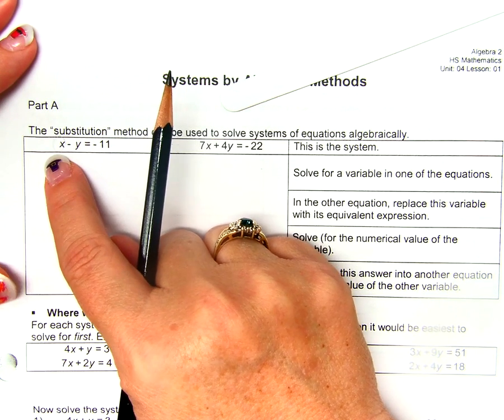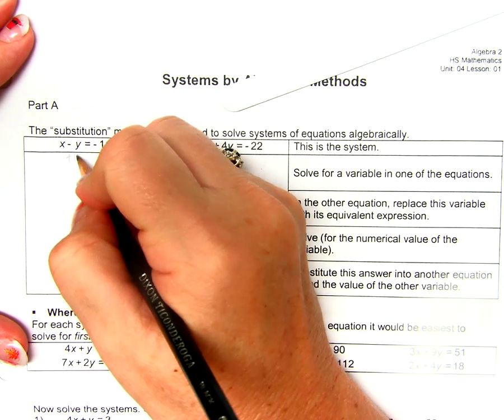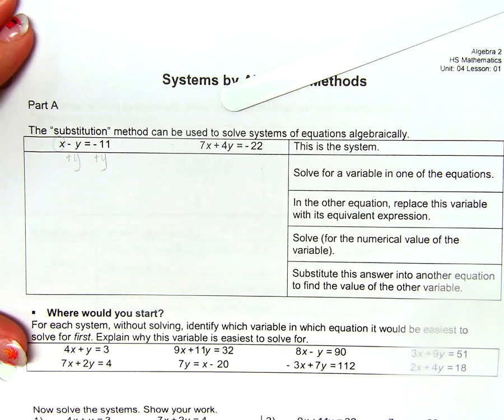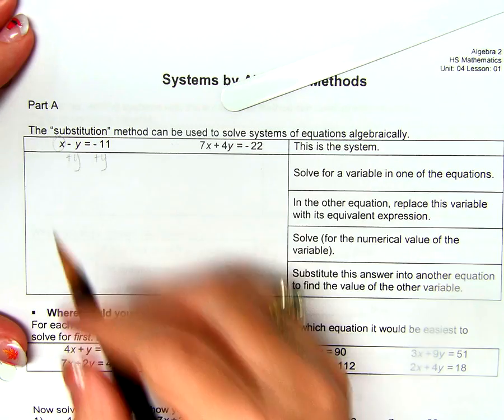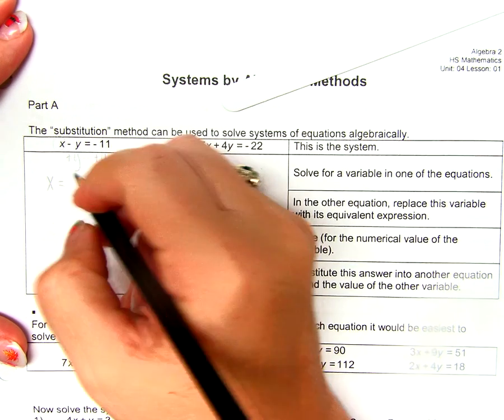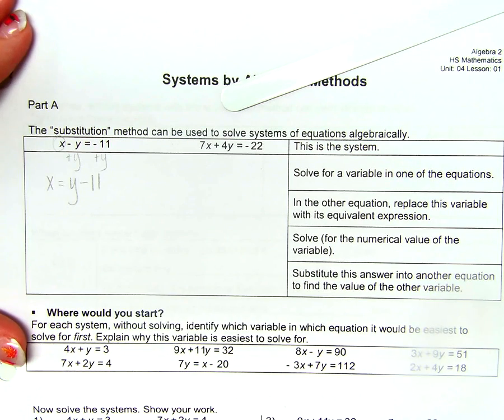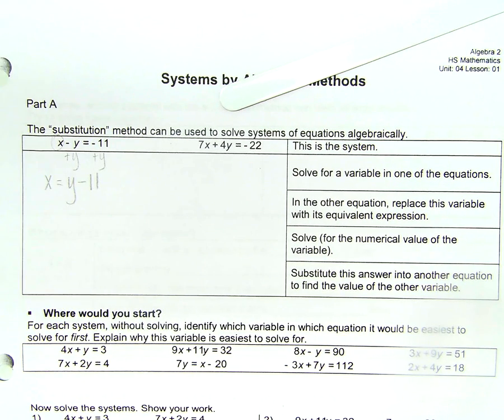I need to get that variable all by itself. How do I do that? Can I add y to both sides of the equation? When I add y to both sides of the equation, what I end up with is x equals y minus 11. You okay with that so far?